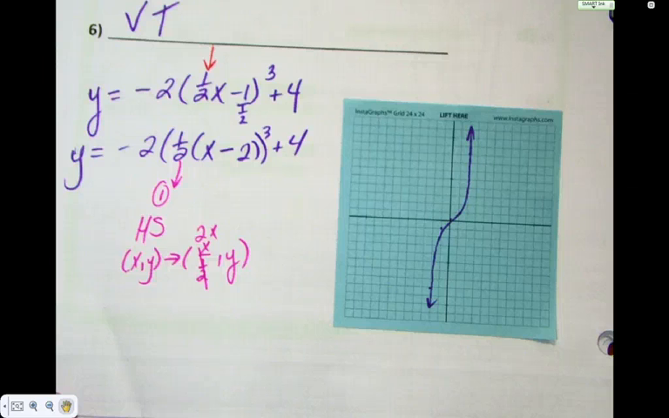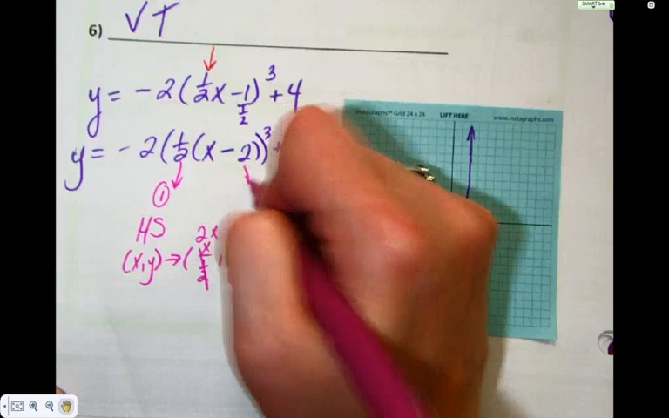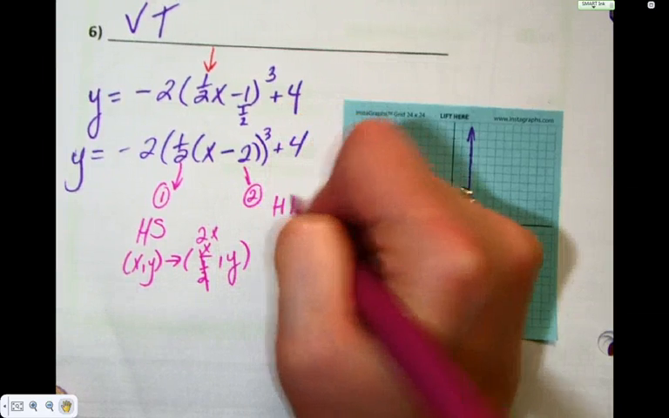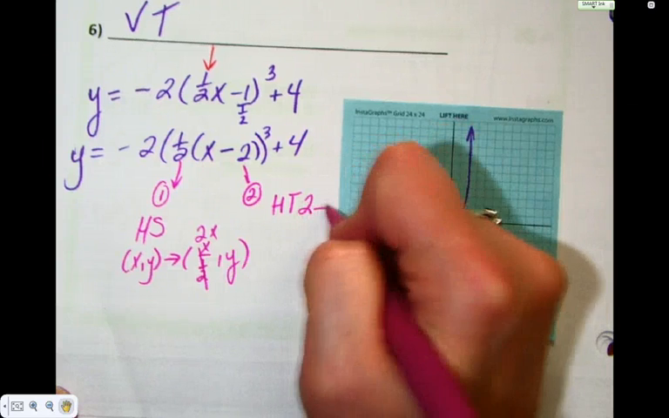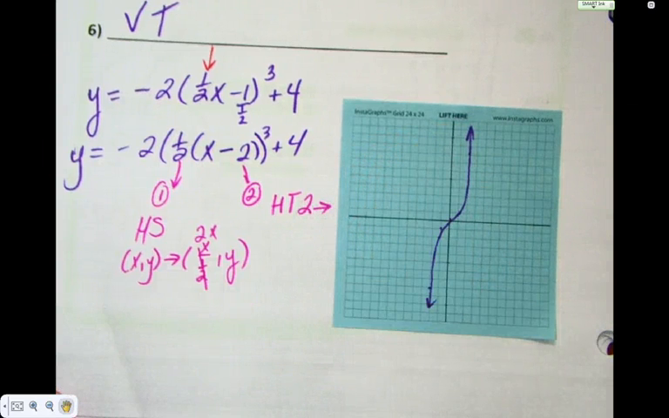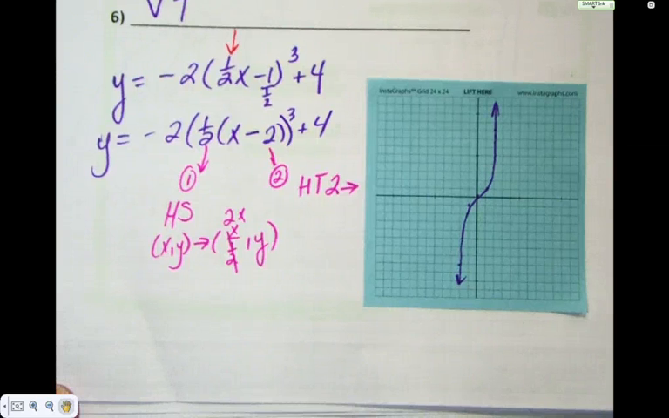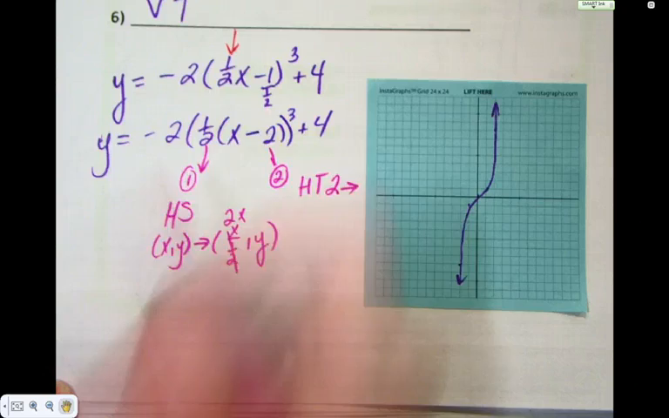Okay, so HS out of the way, what's going to come second? Two units to the right. Okay, so now all the horizontal stuff is done. Let's go through the vertical. What comes first for vertical? Reflection.